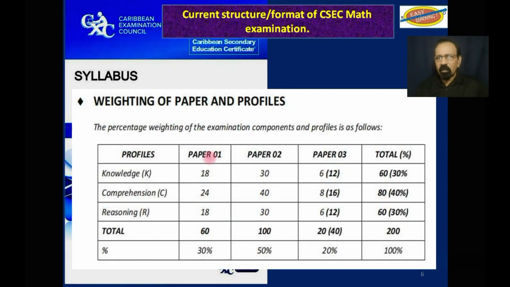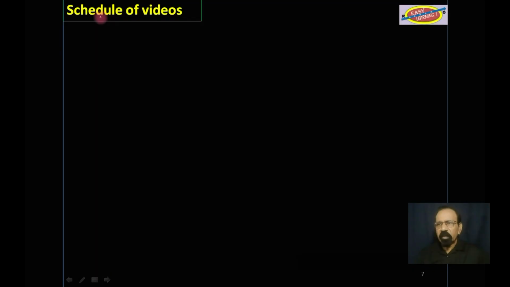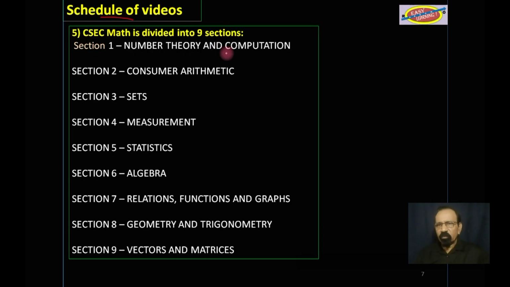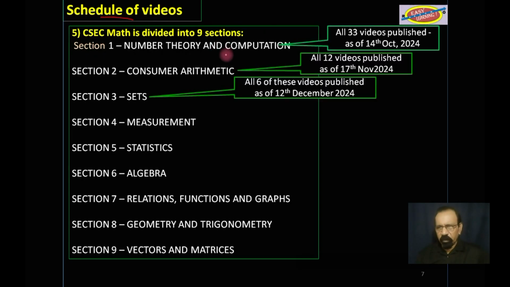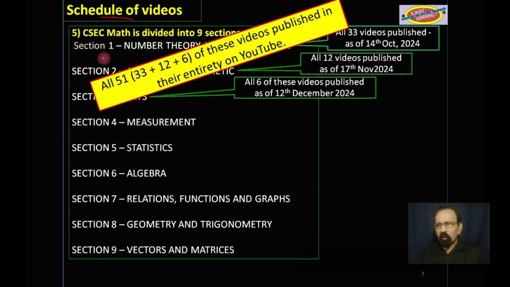As it relates to the marks, paper 1, 60 marks, which carry 30% of your final grade. Paper 2, 100 marks, 50% of your final grade, and so on. Schedule of videos, sections 1, 2, and 3. All 51 of these videos have been published in their entirety on YouTube. Please make good use of them.